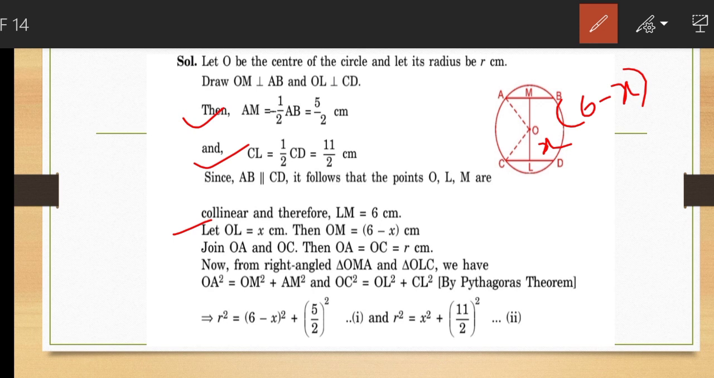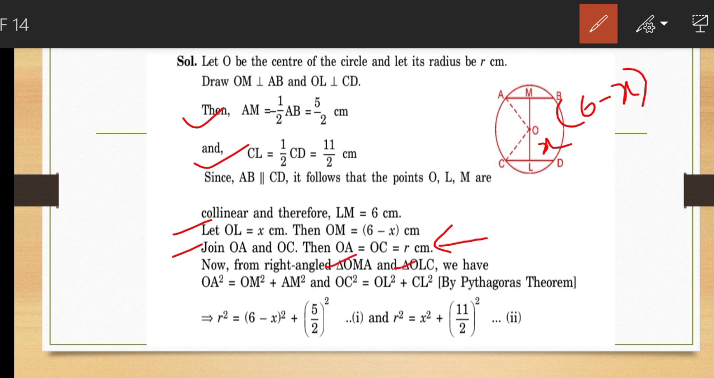We have to join OA and OC to find the radius. Since OA and OC are the radius of the circle, we are going to join these 2 points. Let these lines OA and OC be R respectively, as they are the radius, so we have denoted them with R. Now we got 2 right angle triangles. One is OMA, the other one is OLC.